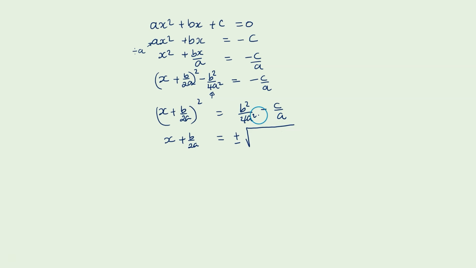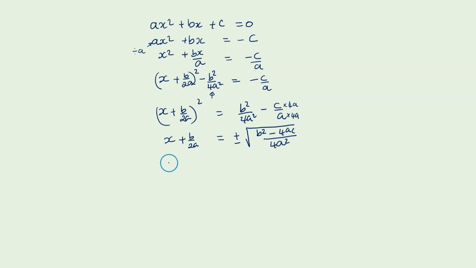Now, before I write what's inside here, because it's a fraction, I need to multiply this one by 4a. I need to balance it by doing 4a here. So I will then have b squared minus 4ac, everything divided by 4a squared.